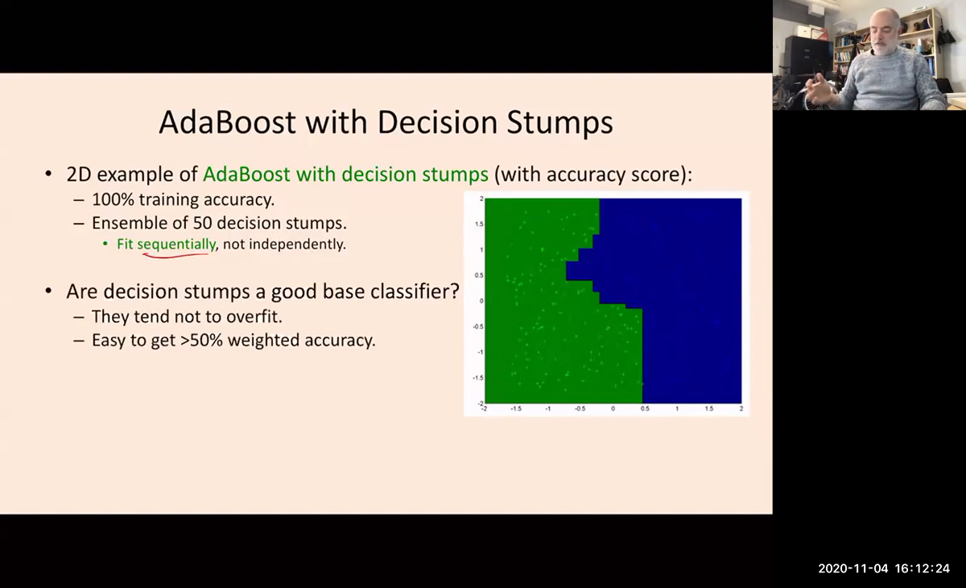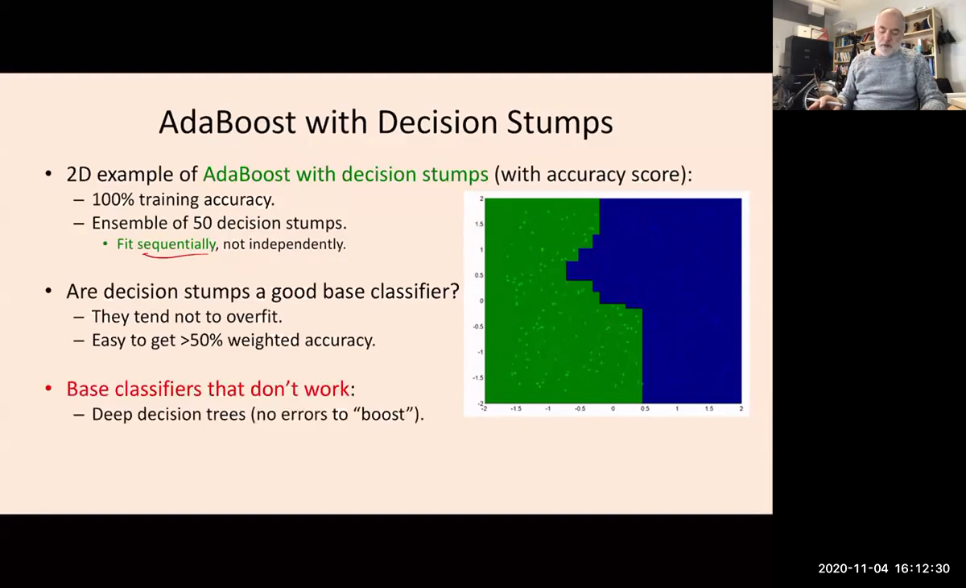Our decision stump's a good base classifier. You can argue about this. They tend not to overfit, obviously. You can get 50% weighted accuracy. There are some base classifiers that don't work in general. If you use too strong of a base classifier, then there's no errors to boost, basically. So if you fit the data right away in the very first instance, then there's no boosting gain to be had. The nice thing is that the AdaBoost boosted classifiers learn better decision surfaces that generalize better, basically.